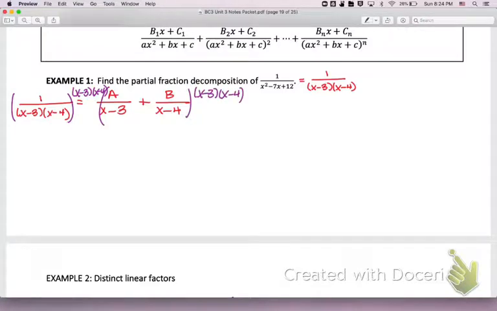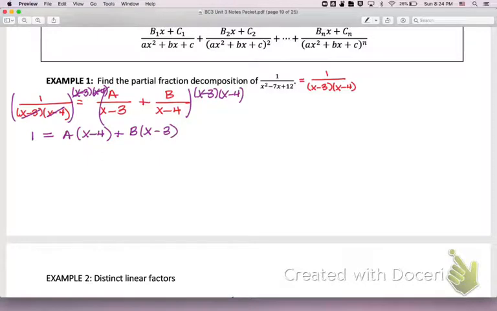This is going to clear all of the denominators. Well, on this side, everything's going to divide out, so we're left with 1. In this first one, the x minus 3 cancels out, and we're left with a times x minus 4, plus now the x minus 4's cancel, and we're left with b times x minus 3.